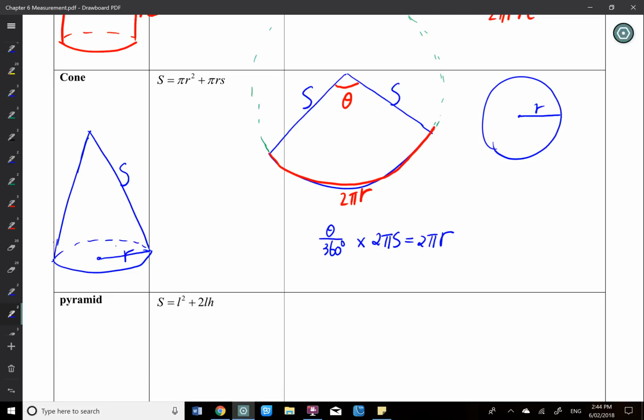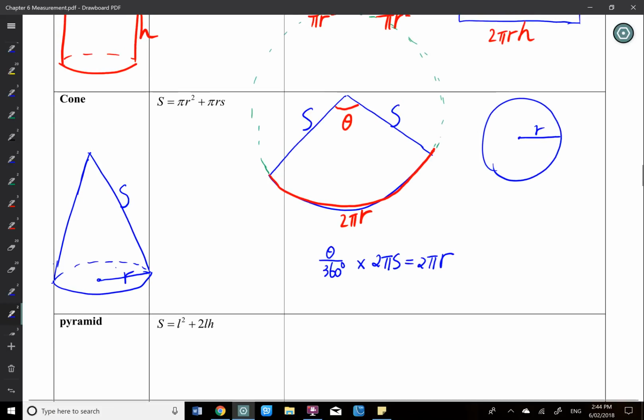Right or wrong? What's 2 pi s? The circumference of the big circle. What's theta over 360? The proportion of the sector compared to the full circle. So the proportion times the circumference of the full circle gives me the arc length.